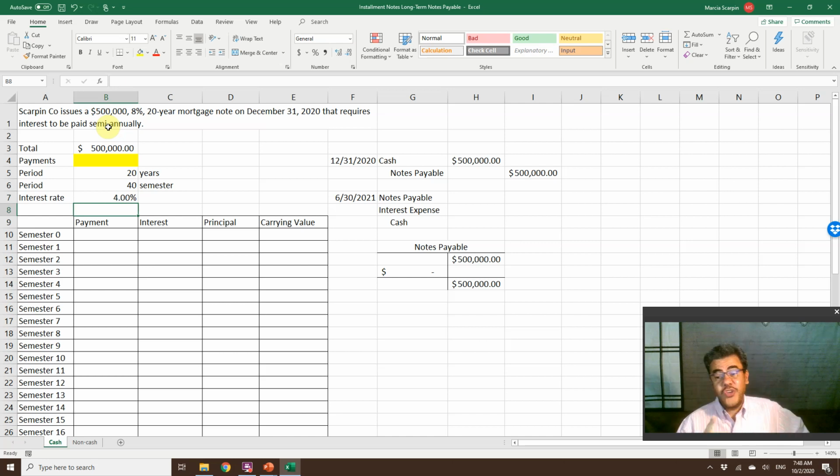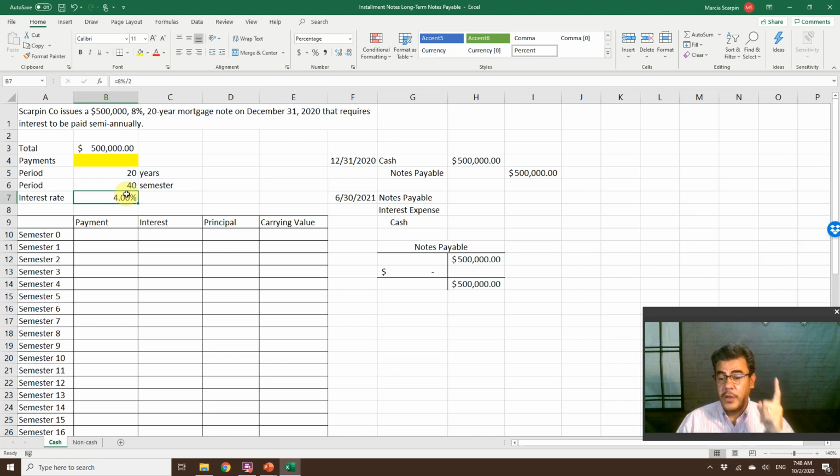And the interest rate is 8% divided by 2. And check your country if you are not in the US. Sometimes this interest rate here, we have a different calculation. If your country considers the interest rate as simple interest, just like in the US, 8% divided by 2, or compound interest, then we have different math.